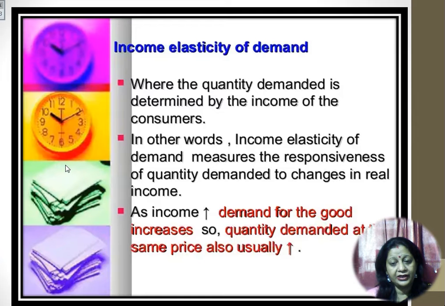As income increases, demand for the good increases, so quantity demanded at the same price also usually increases. That means अगर consumer की income increase होगी, तो quantity demanded same price पे भी बढ़ेगी.